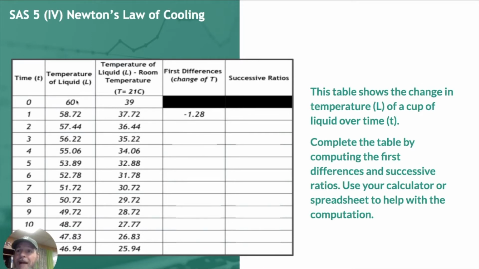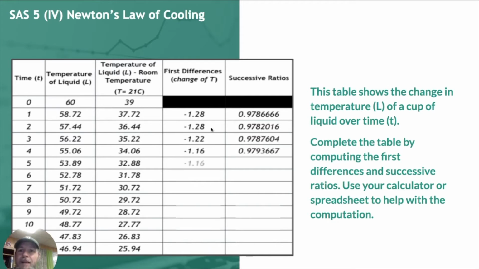Now, if we divide this 58.72 by 60, we get 0.978666. We'll do the same thing for the next one. Temperature went down the exact same, and we got the same or a very close, similar ratio. 57.44 divided by 58.72 nets us 0.9782016. And we can continue with this.